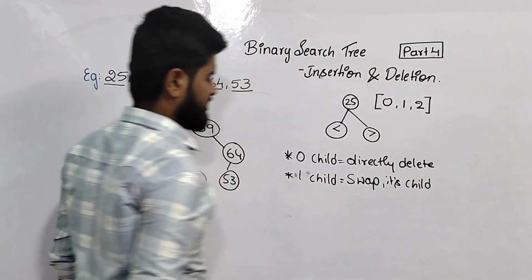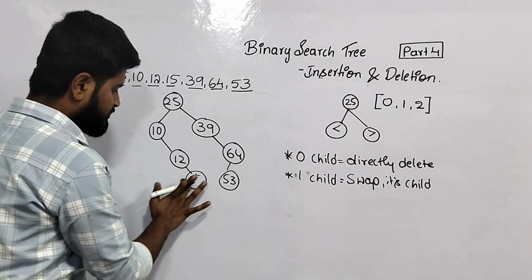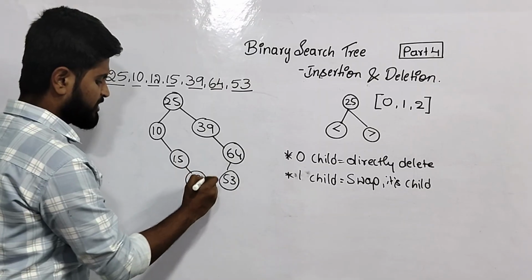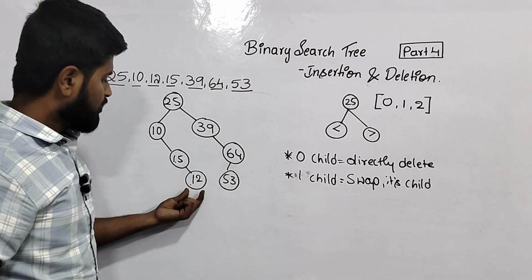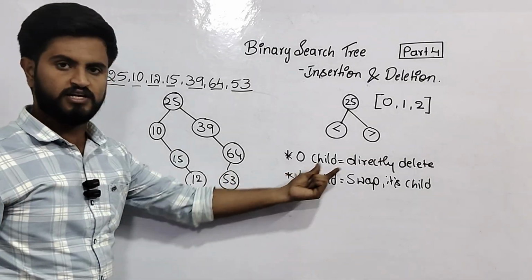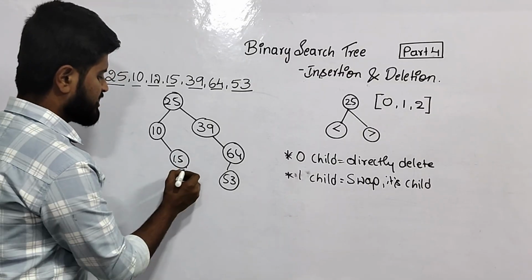Swap with the child. I want to delete 12. 12's child is 15. So, I will swap 12 with 15. 15 will come to 12's place and 12 will come to 15's place. Now 12 has become the node with 0 child, so you can directly delete 12.